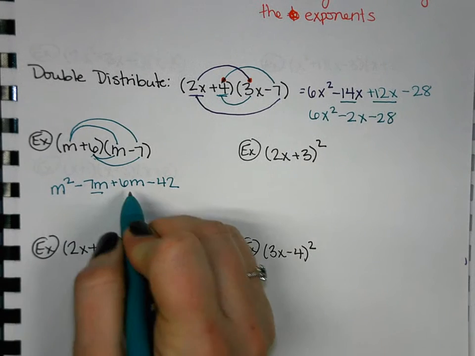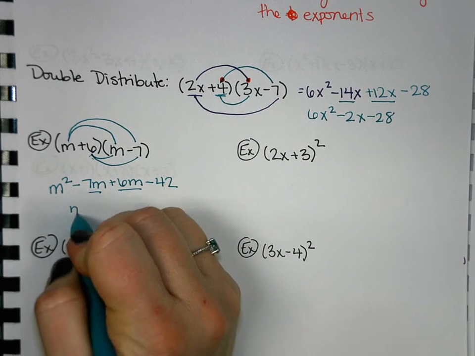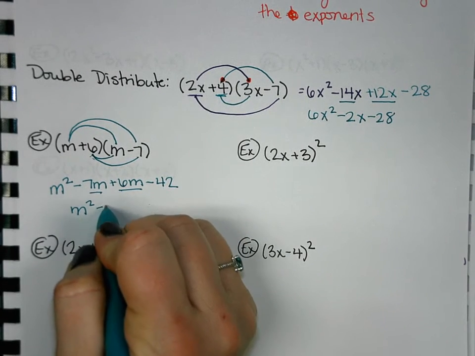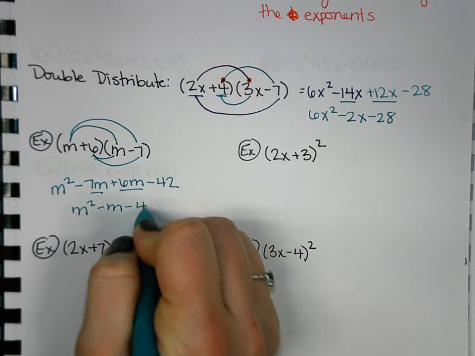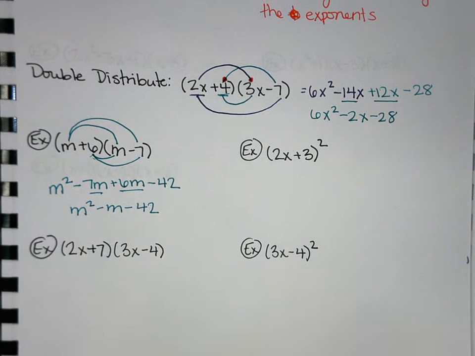Combine any like terms, and you're done. Okay, how are we doing so far? Any questions? It's a lot of just making sure you've organized it so you multiply everything that needs to be multiplied.